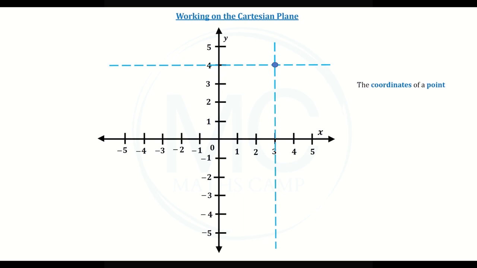To write down the coordinates of the point, we open a bracket, write down the x coordinate, then a semicolon, the y coordinate, and then we can close our bracket. This point has an x coordinate of 3 and a y coordinate of 4. So we can write down the coordinates as (3; 4).